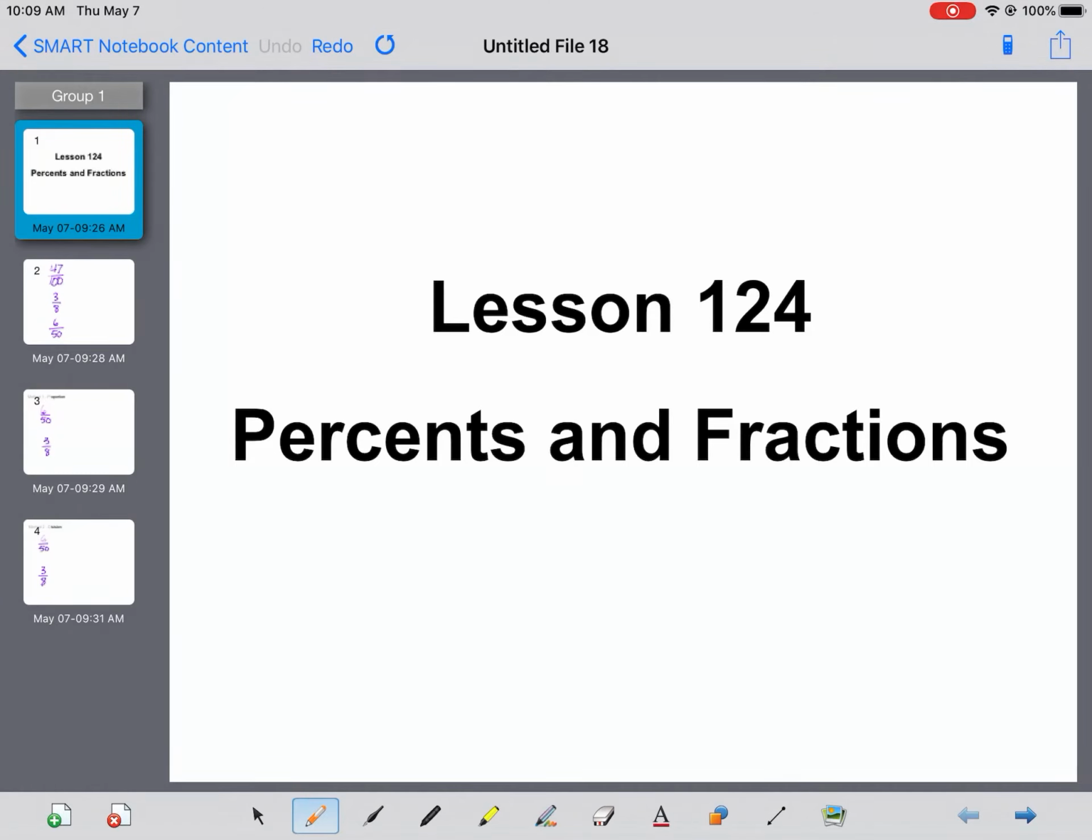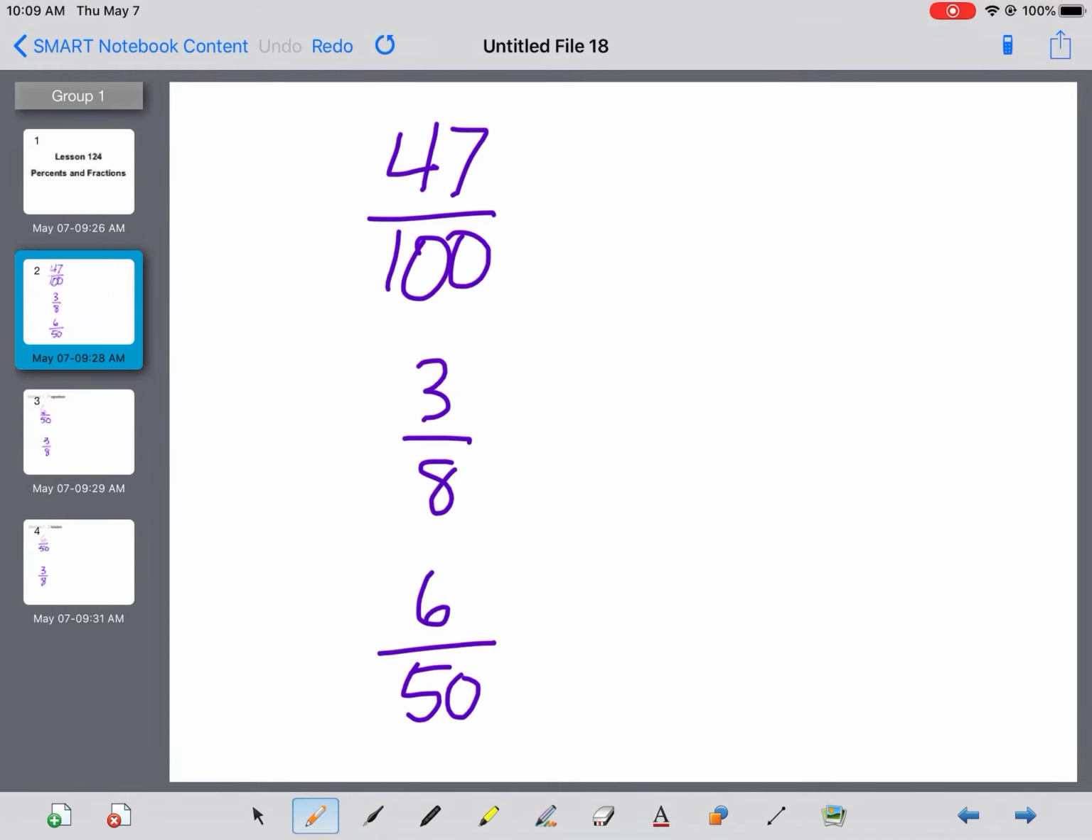Lesson 124, Percents and Fractions. Today we are going to be looking at the relationship between percents and fractions, and we're going to be focusing on changing fractions into percents.